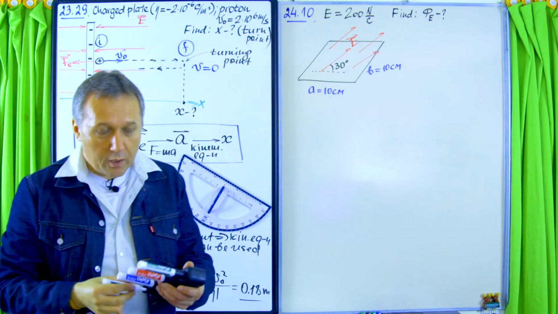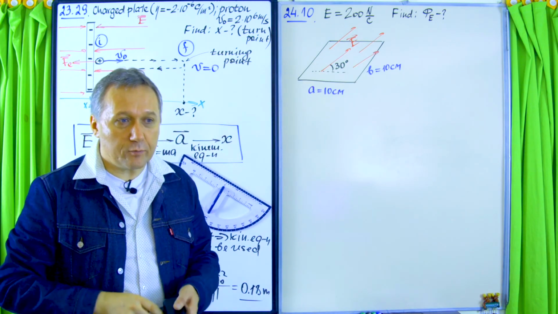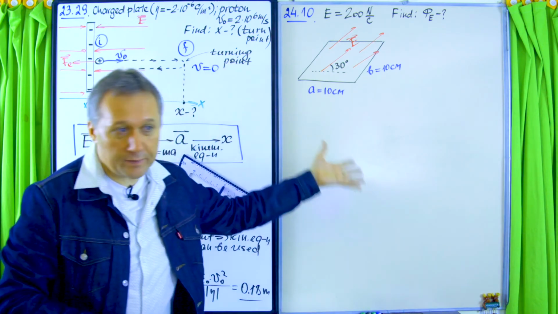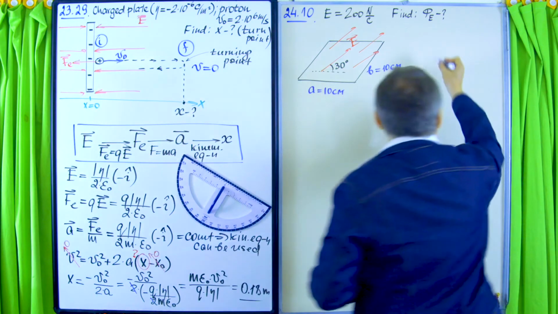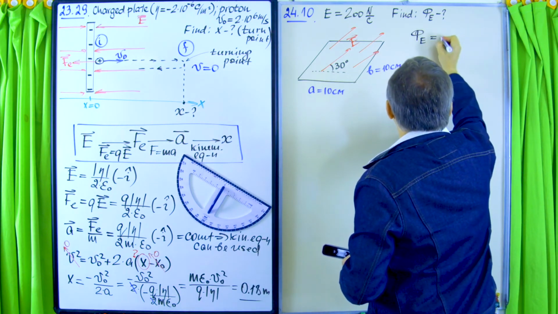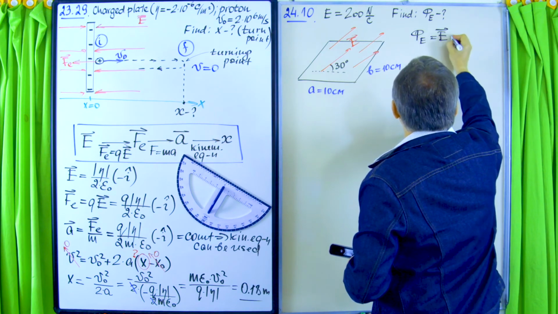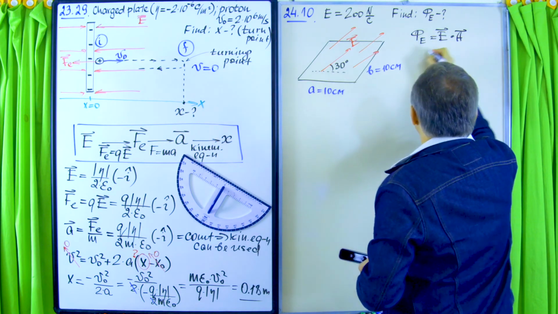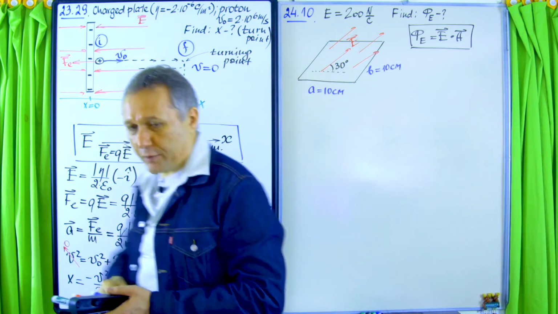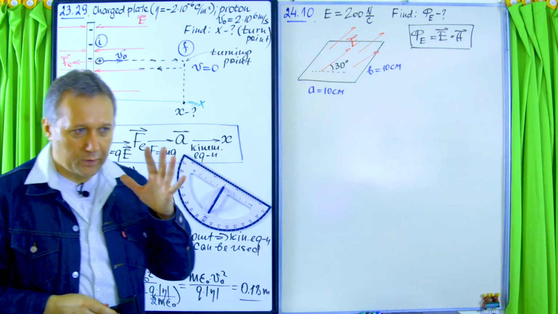So first of all, of course, I need to justify that we can use the first formula: flat surface, uniform electric field. So yes, we can use that dot product. The electric flux equals the dot product between E and A. But before we start solving this problem, let me digress for 2 minutes.